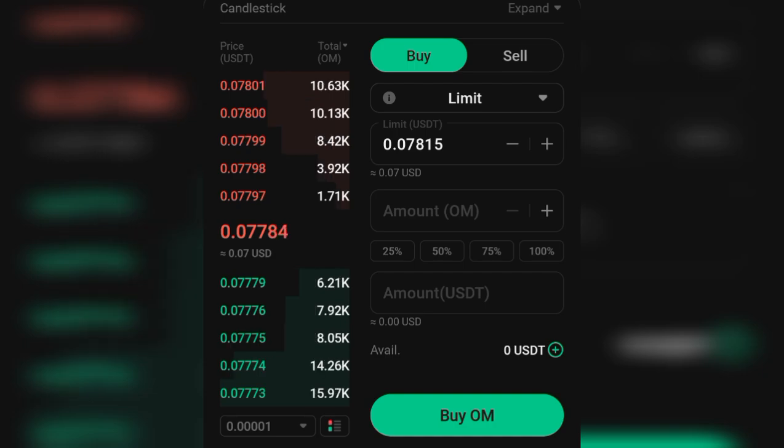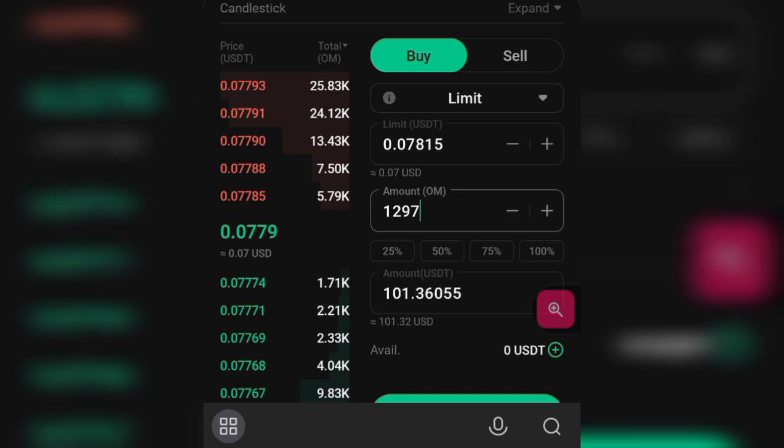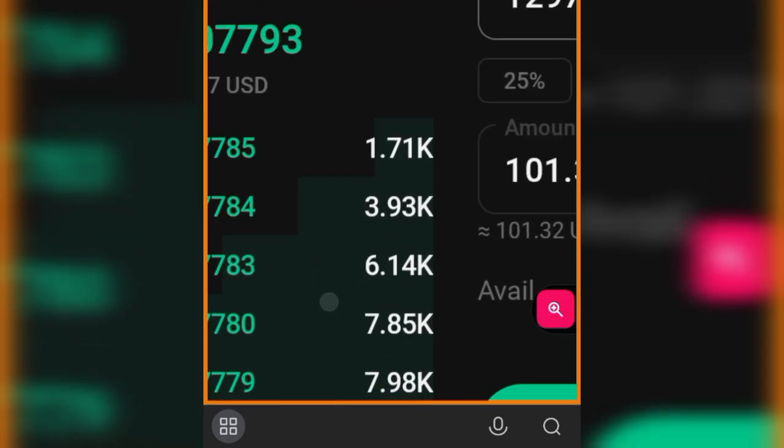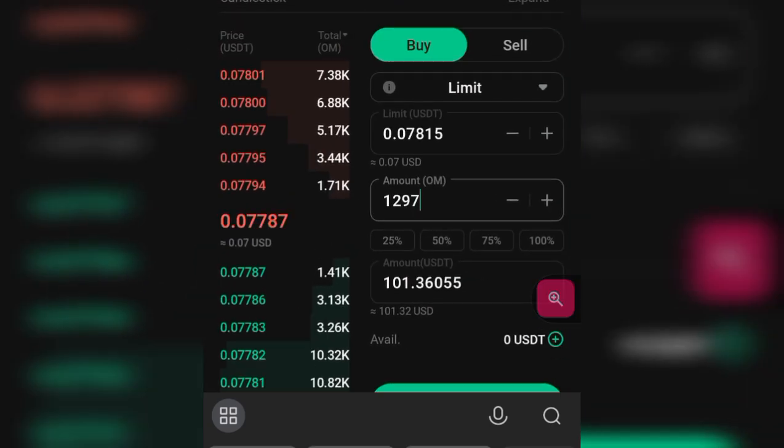Now look at it. The amount that we put here was how much? I think, yes, 1,297. Right? So we are supposed to sell it, right? So we want to be sure that we can get it sold immediately. So this is 1.71k pieces can get sold immediately.